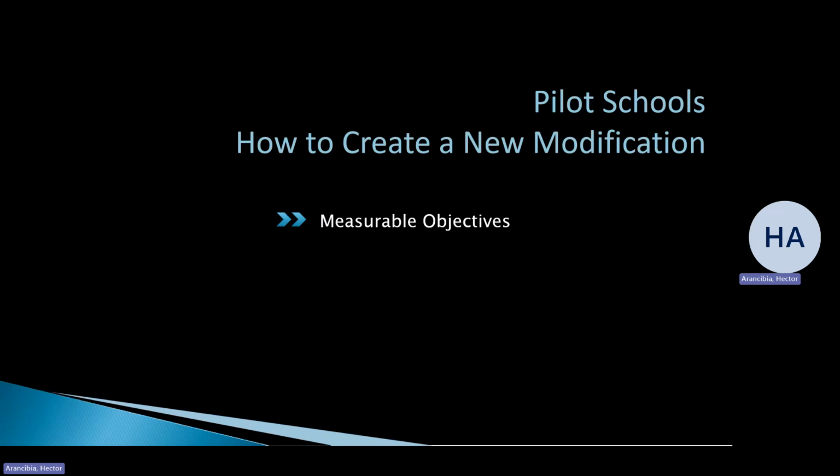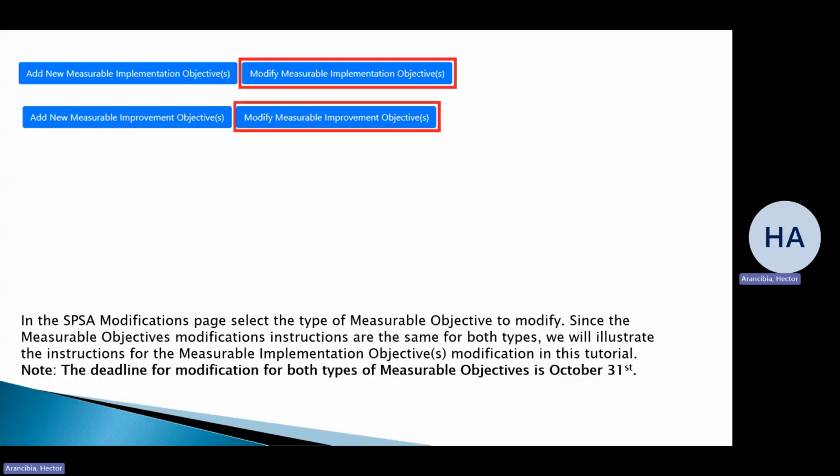Next, we'll review modifying measurable objectives. If you're modifying your objectives, click on the Modify button. And once again, we're going to illustrate this using implementation objectives. And once more, as a reminder, the deadline to modify your measurable objectives is October 31st.